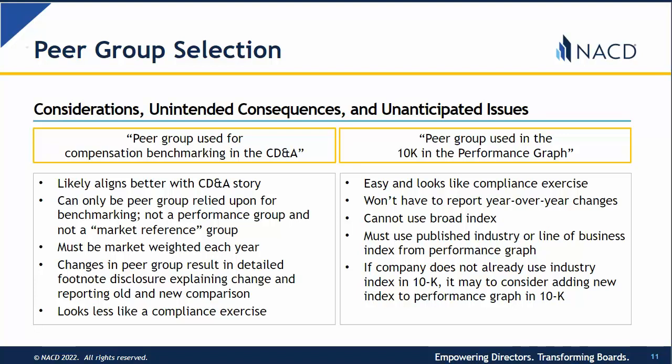So the other camp really preferred using some index in the performance graph because they would say, well, this is a compliance exercise. Let's just pull that. Let's not worry about changing peer groups. The catch there is that you cannot use the broad index. So if there's an S&P 500 in there, you can't use that. It must be a published industry or line of business index from the performance graph. Some companies don't have that in their performance graph. They simply have a broad index.